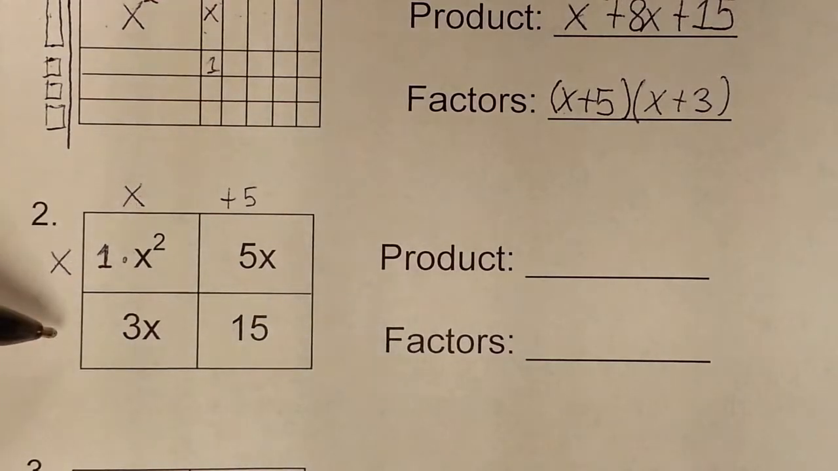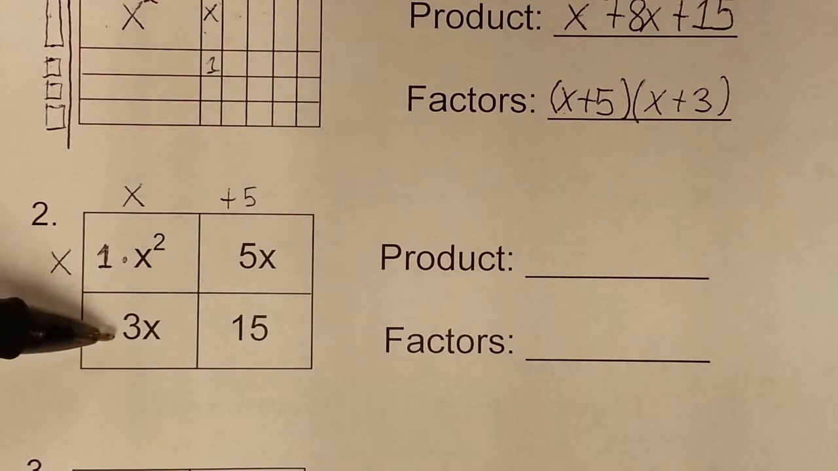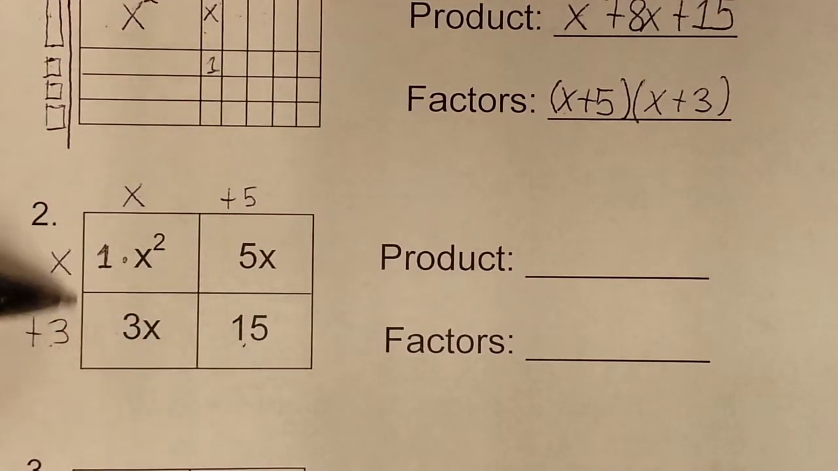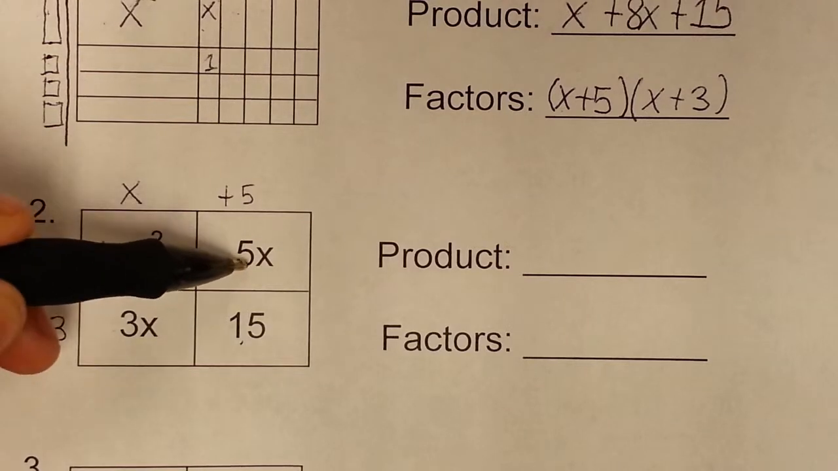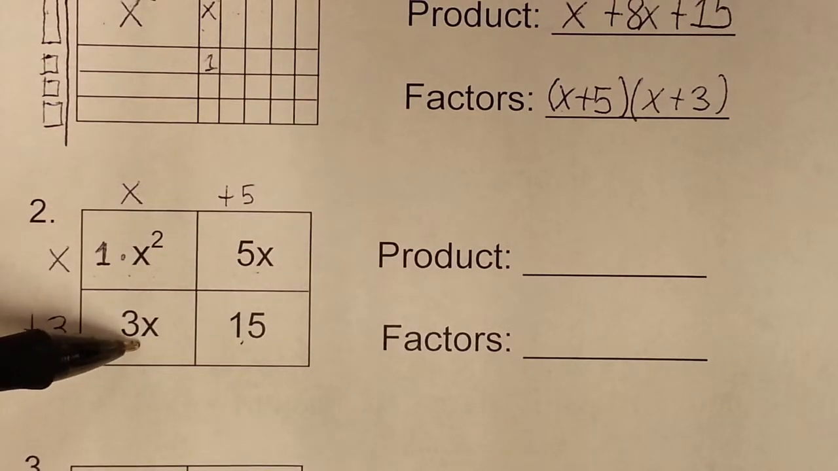For this x, I need to multiply it by something that will give me 3x. So I need to multiply by positive 3. X times x, x squared. X times 5, 5x. X times 3, 3x. 3 times 5, 15. So it looks like we have our factors. If you notice, when we have a coefficient of 1, all we did was take this coefficient, move it up here, and this coefficient, and move it to the side.